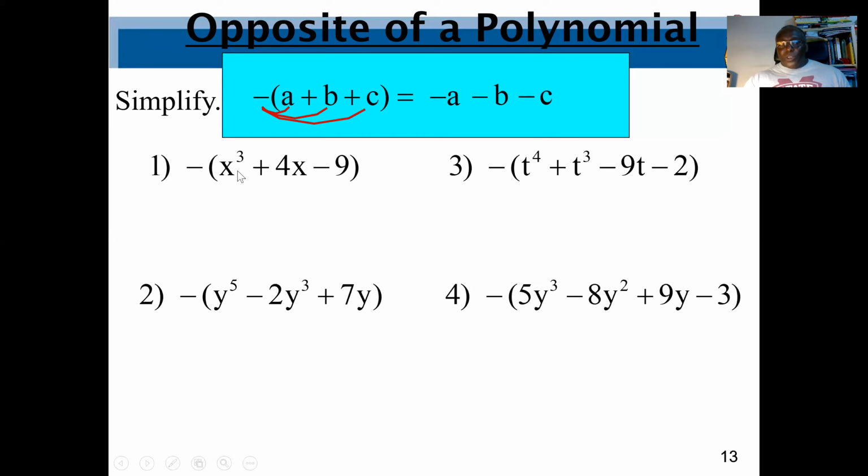So here we have x cubed plus 4x minus 9. So x cubed is positive, so we get negative x cubed because negative times positive is negative. 4x is positive, so positive times negative again is negative 4x. Now we have negative and negative, so we get positive 9.